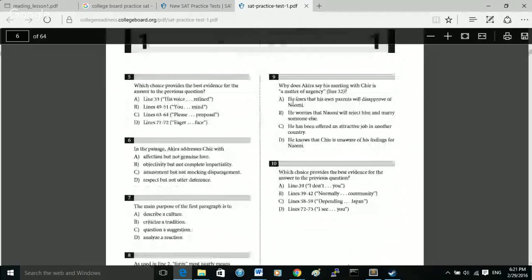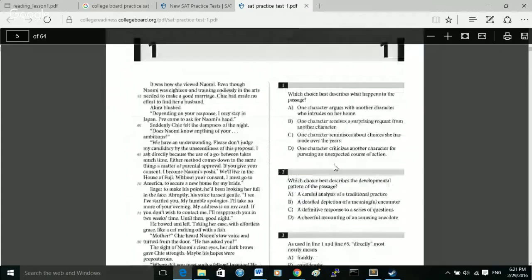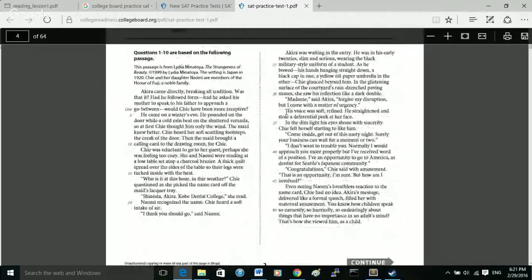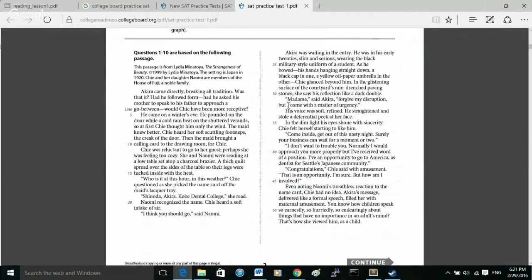Okay, question 9. Why does Akira say his meeting with Chi is a matter of urgency? Line 32. Let's read a little bit above. Madam, said Akira, forgive my disruption, but I come with a matter of urgency. His voice was soft, refined. He straightened and stole a deferential peek at her face. In the dim light, his eyes shone with sincerity.